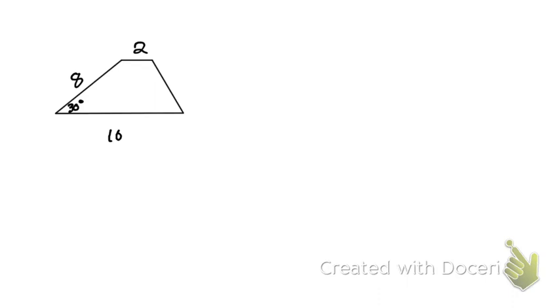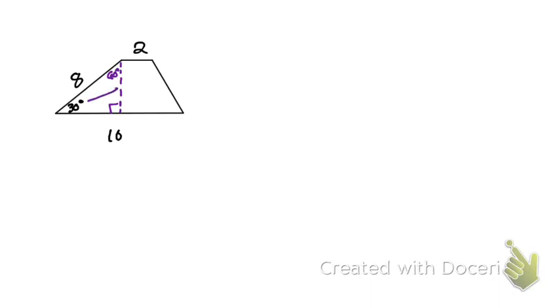So what we have, base 1 is 2. We have base 2 is 10. All I need is a height. So if I'm looking for a height, I'm going to draw a line going down here. Well, that's 90 degrees. Well, that's 30, which makes this 60 degrees.